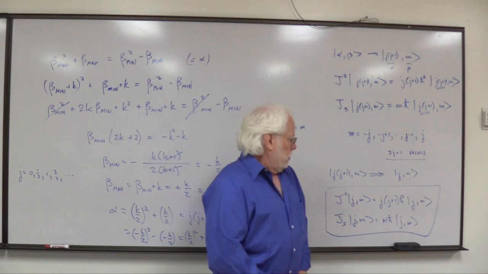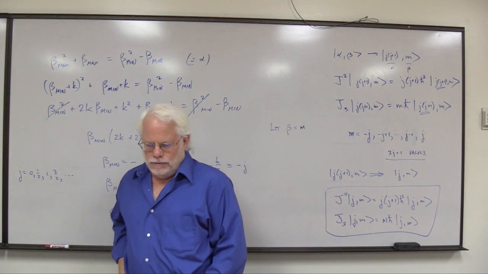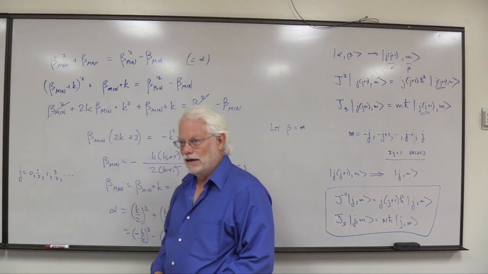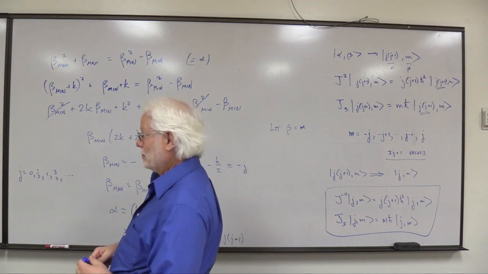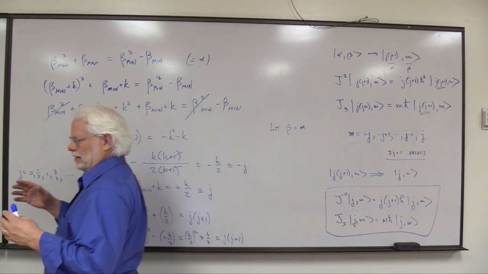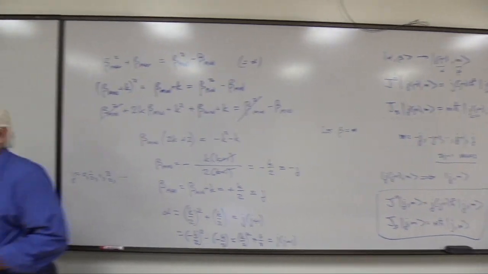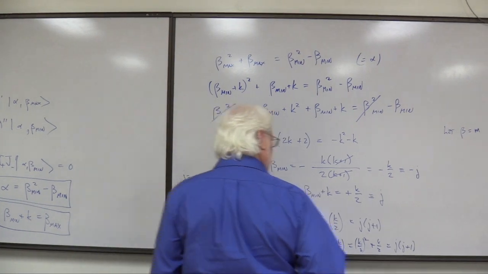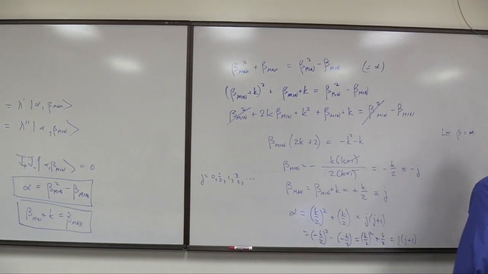So these are the possible eigenvalues of J squared and J3. Now, in what sense is this all of the representations of the rotation group? That's the punchline. We have one representation of every dimension.